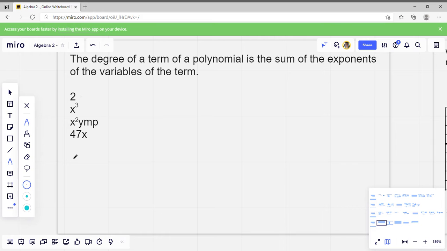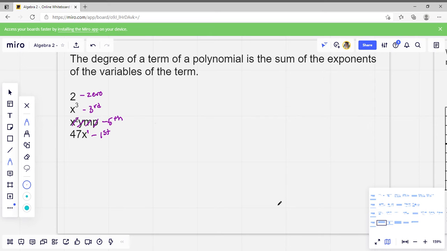So this one is a 0 degree term. This one would be a 3rd degree term. This one, you count them all, so 1, 2, 3, 4, 5. That's a 5th degree term. And this one would just be a 1st degree term, because there's only one. It's implied that it's 1.